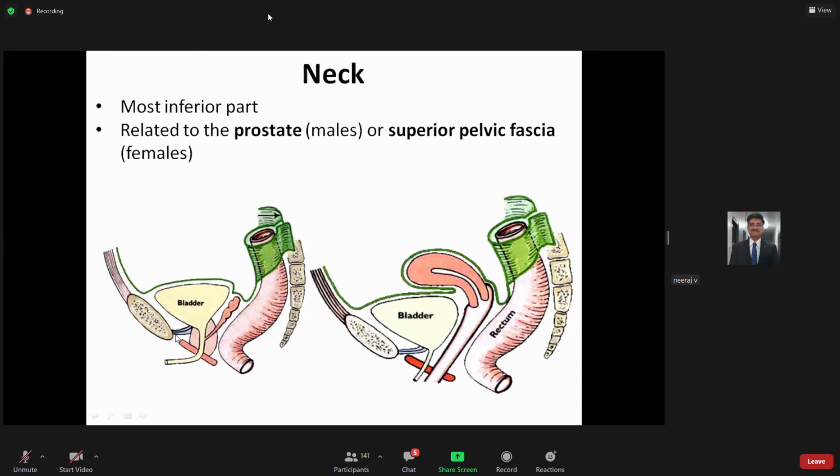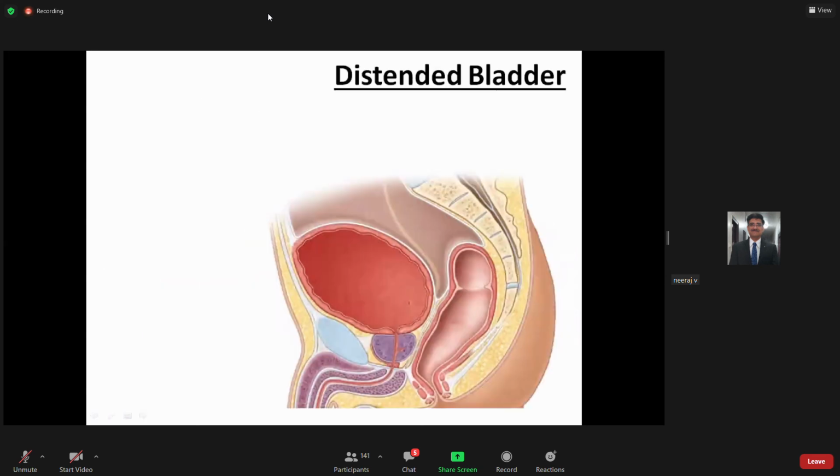And in case of male, it is in relation with the prostate, as I explained earlier. In case of the female, it will be in relation to the urogenital diaphragm, which is lined by the superior pelvic fascia. So here, that fascia will be in relation to the neck of this urinary bladder. So basically, this is all about the neck.